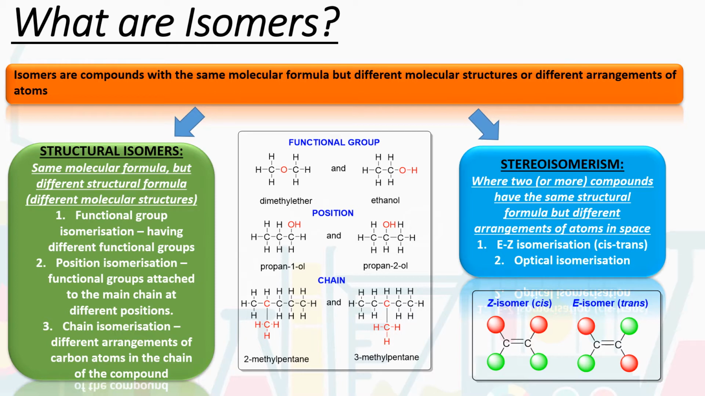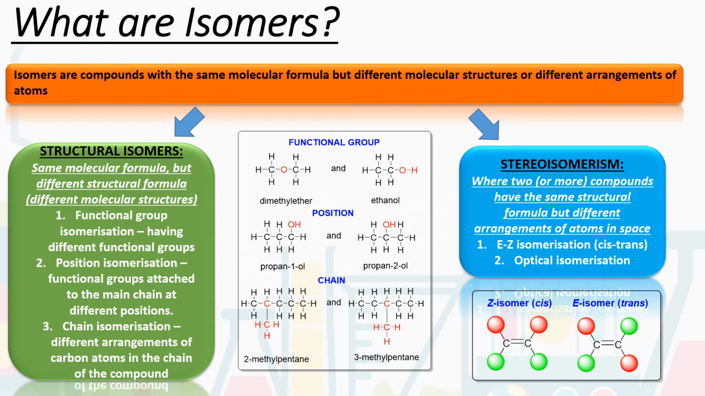So the overall formula of these molecules is the same, but they differ in the way that the atoms are arranged. And so we can break this down further into structural isomers and stereoisomers. So structural isomerism is where we have the same molecular formula, but different structural formula, different actual molecular structures. So we have overall the same formula, for example, C2H6O, but the way that those atoms are arranged, the connectivity between those atoms is different.